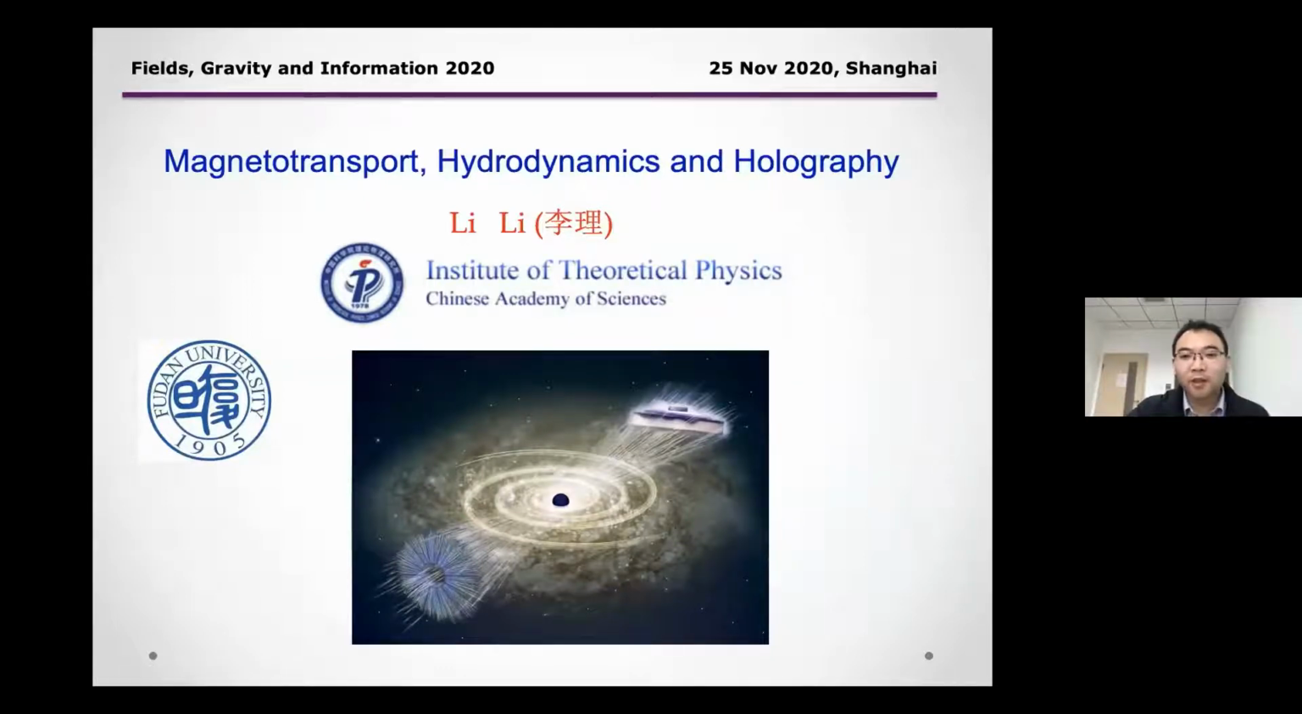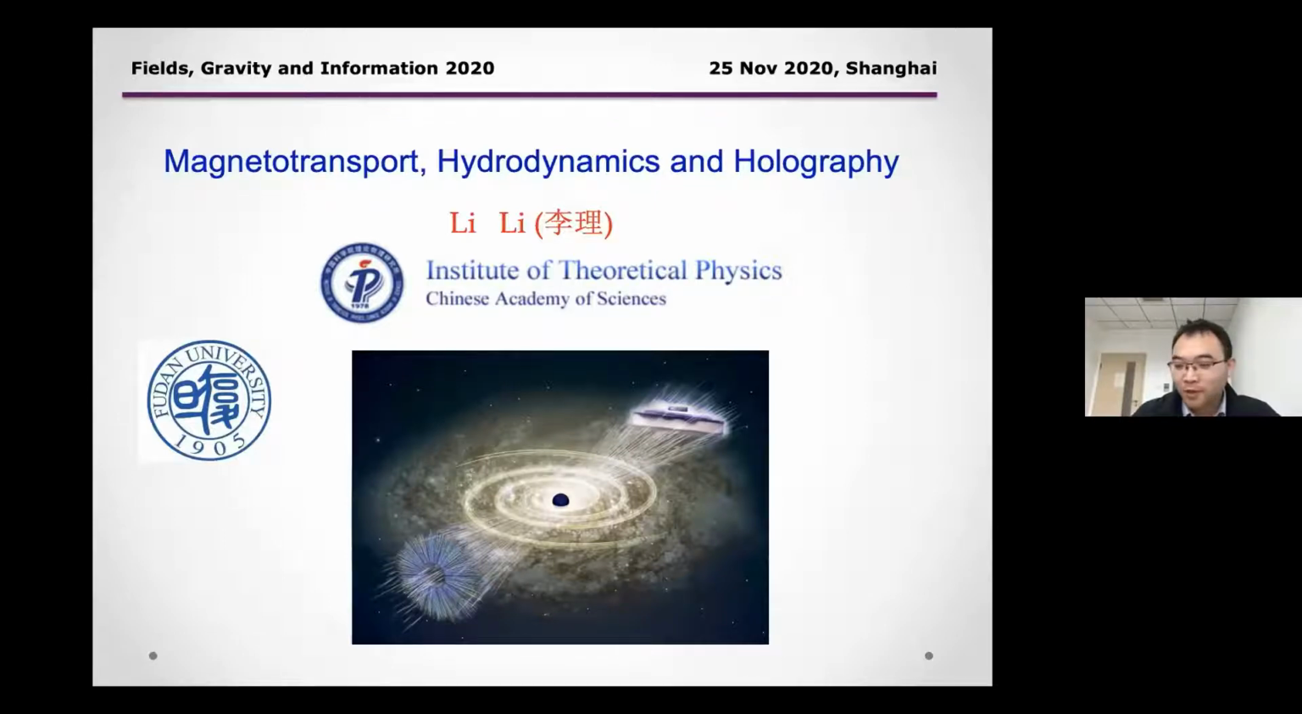Okay, that's wonderful. So our second speaker is Lily from ITP, and he will be telling us about magnetotransport, hydrodynamics, and holography. Let's welcome. You have the floor. Okay, thanks for the introduction.